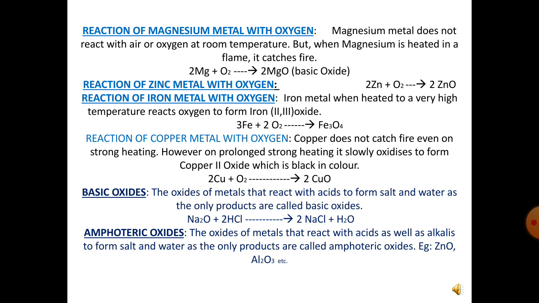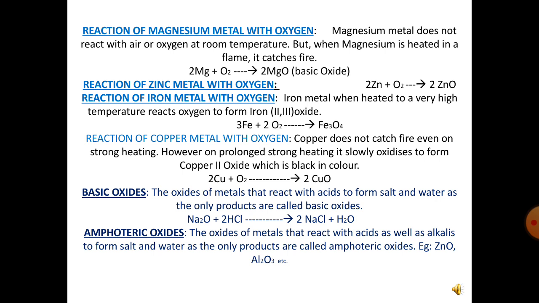So what are basic oxides? The oxides of metals that react with acids to form salt and water as the only products are called basic oxides. You can take one example: sodium oxide, Na2O, reacts with HCl, which is a dilute acid, or say hydrochloric acid, to form NaCl, that is common salt or sodium chloride, plus H2O.